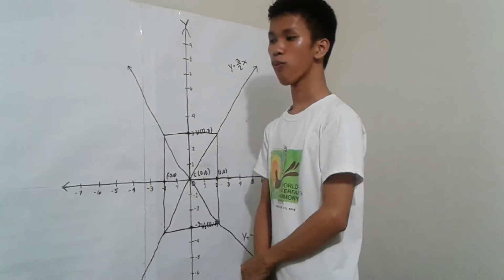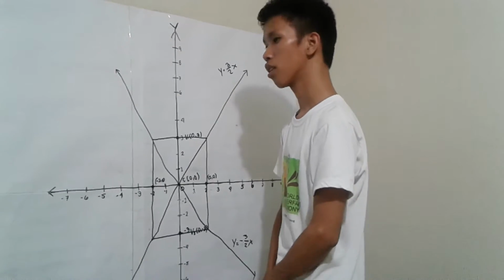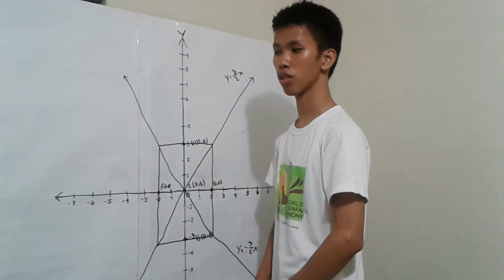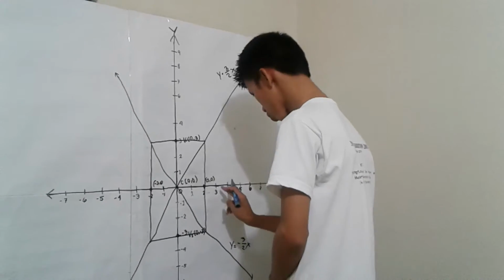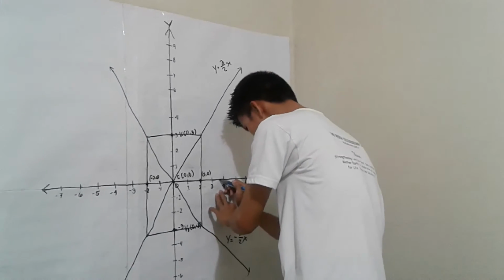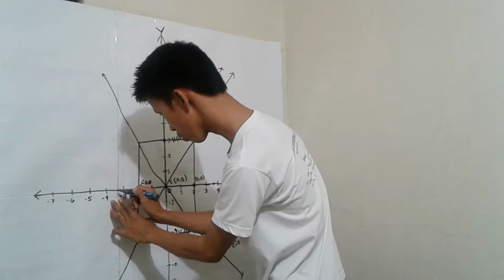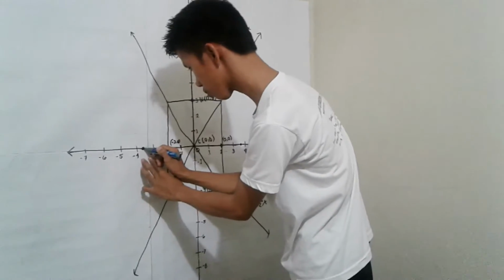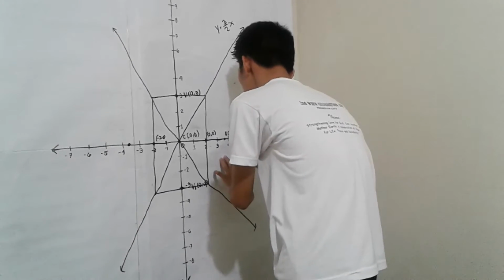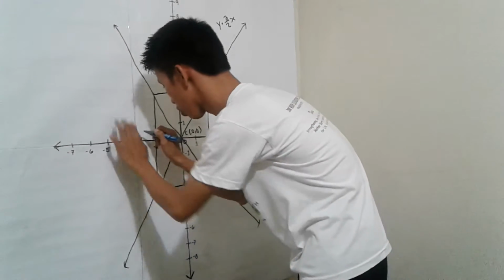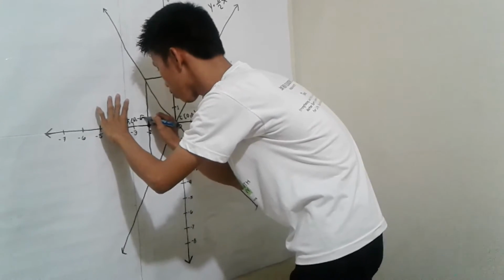So now let's locate our foci. Our focus is 0 and square root of 13. Square root of 13 is 3.60, which is somewhere here. So this is our foci: 0, square root of 13, and 0, negative square root of 13.